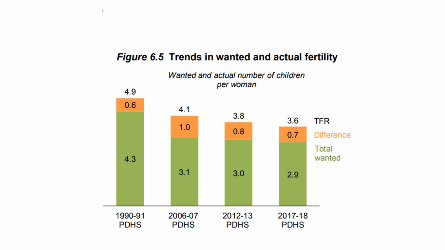So these numbers 4.9, 0.6, 4.3 are representing the actual number of children which a woman wanted.